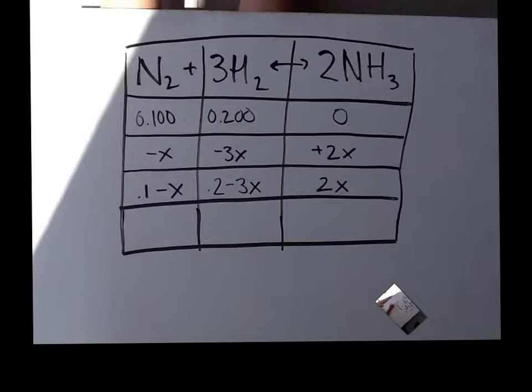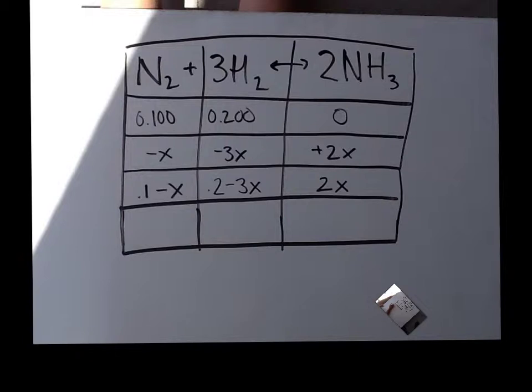The problem was at 950 Kelvin, the Kc for the following reaction is 2.97 times 10 to the -19th. If the initial concentration of N2 is 0.1 molar, and the initial concentration of H2 is 0.2 molar, what are the equilibrium concentrations of the components of this reaction?